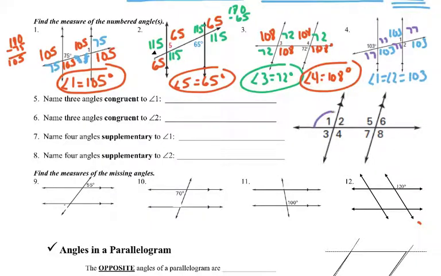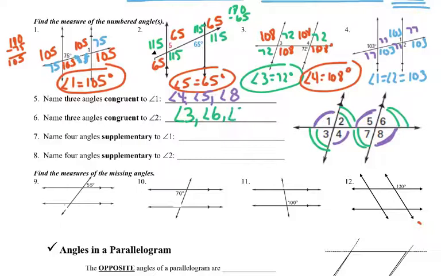So the angles in this picture that are congruent would be angle 1, angle 4, angle 5, angle 8. So congruent to angle 1 is angle 4, angle 5, and angle 8. Those are all congruent. Congruent to angle 2 would be angle 3, angle 6, and angle 7. Those are all congruent.